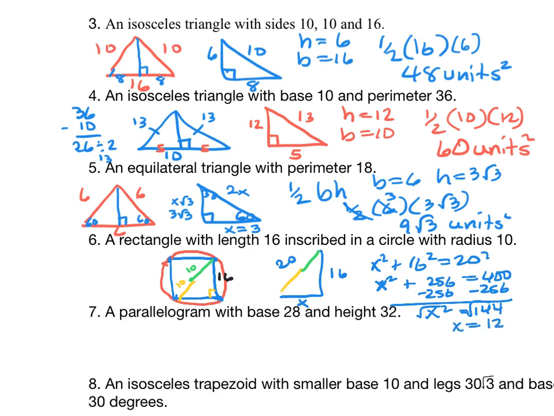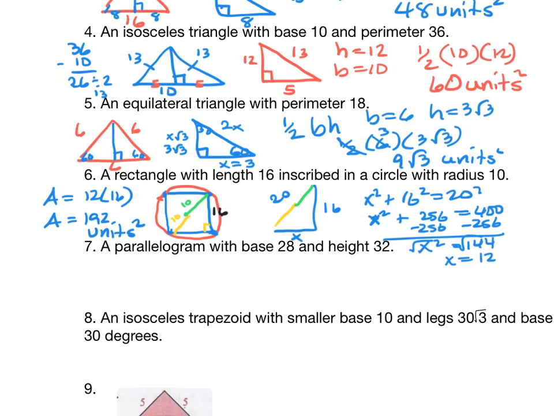So now all I have to do, area of a rectangle is length times width, or base times height. So 12 times 16. And the area of the rectangle is 192 units squared. For number 7, area of parallelogram is just base times height, so 28 times 32, and I'm going to get 896 units squared.